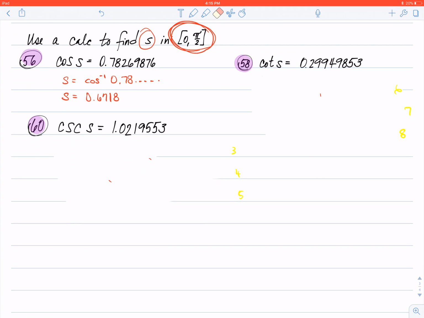For number 60, I do not have a cosecant inverse button. I don't have a cosecant button even. So I have to go about this a little differently. The very first thing you have to do is make sure that you rewrite it as a sine. So since cosecant equals some ugly number, sine has to equal the reciprocal. Now I can use inverses, so I'm going to rewrite this as sine inverse of my fraction. This is what I'm going to type into the calculator. When I type it into the calculator, I should get 1.3631.